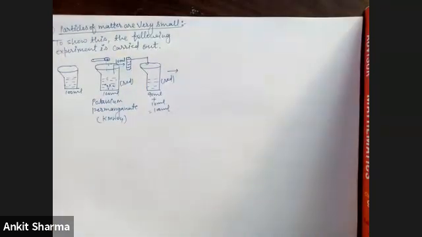So what we have to do, first we have to take 2 to 3 crystals of potassium permanganate and dissolve them into 100 ml of water.